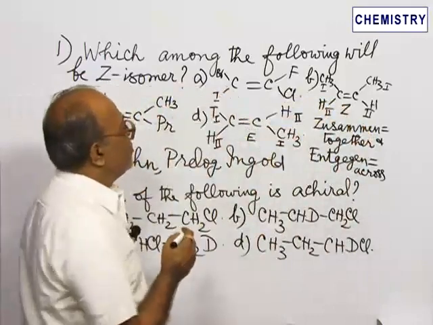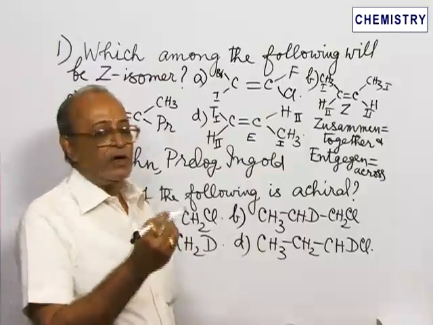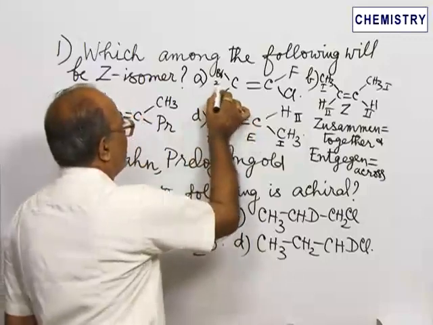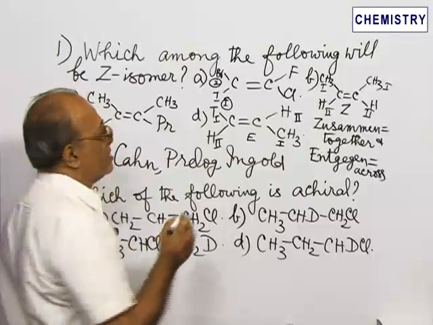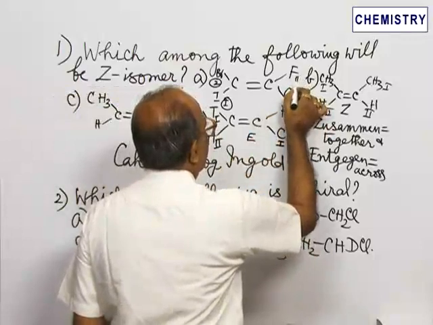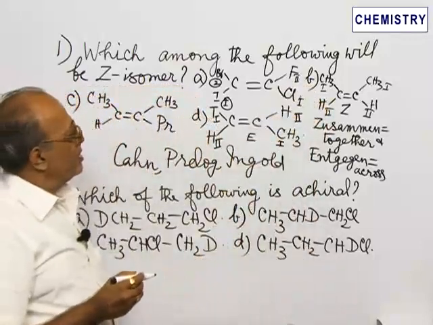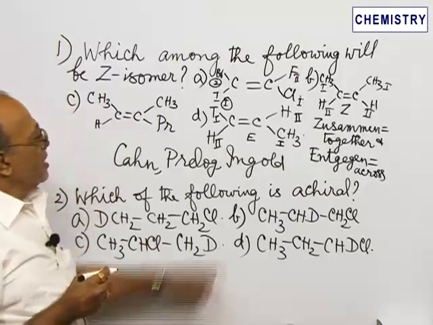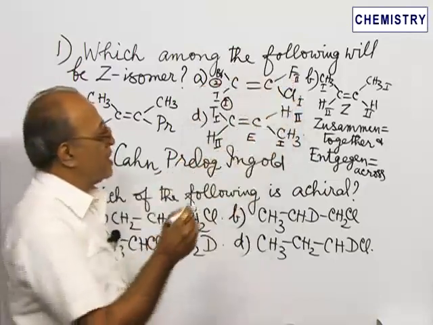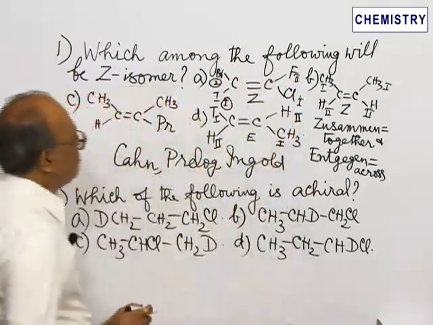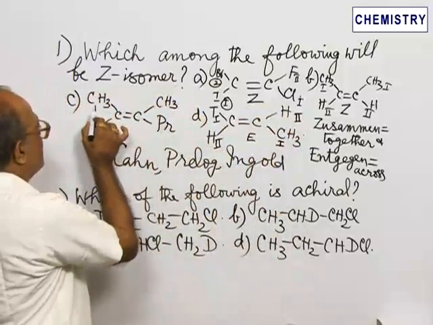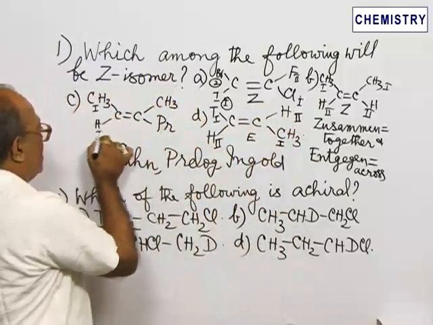A. Bromine, iodine, halogens: fluorine, chlorine, bromine, iodine. Iodine has the higher priority, bromine the next lower priority. Similarly, chlorine higher priority, fluorine the next lower priority, and you can notice substituents having the same priority lying on the same side, so Z. Consider C. This is priority number 1, 2.